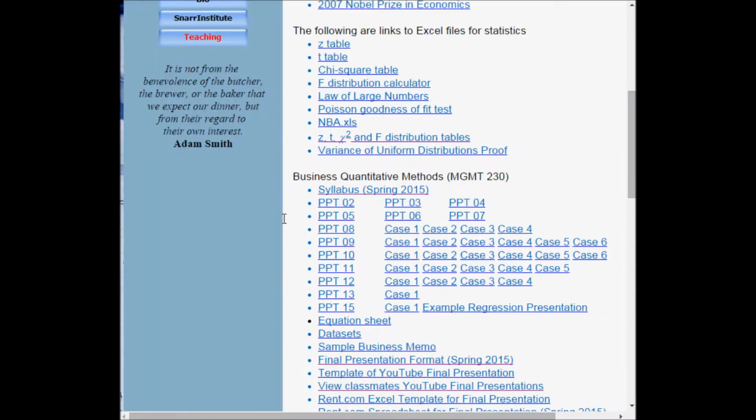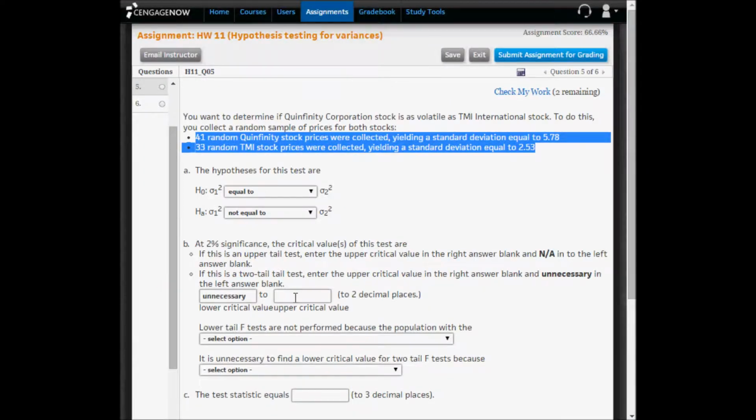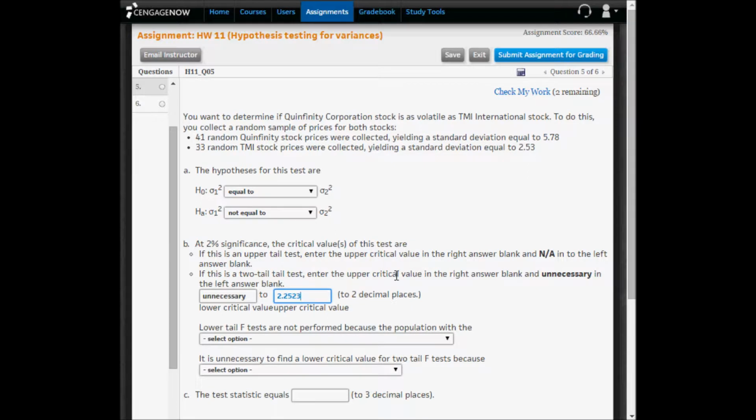So if you go to my website, my teaching website, and you click on F distribution calculator, 40 numerator degrees of freedom and 32 denominator degrees of freedom. This area in the upper tail is 0.01. So my F critical value is 2.523. And we only need 2 decimals, so I'm going to lop off the 3 and the 2.